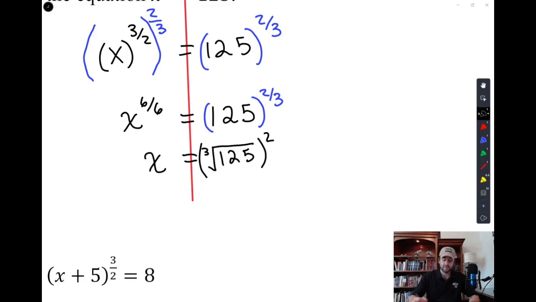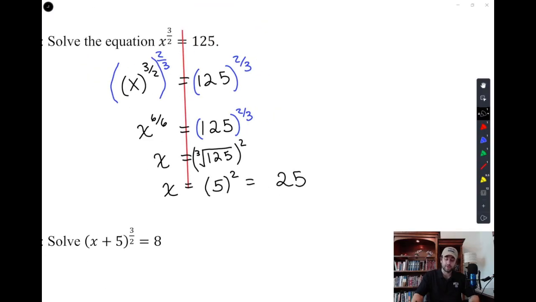And what times what times what equals 125? Well, that's just 5 times 5 times 5. So we got 5 squared, which is just 25. So now, since we're working with equations, we have a solution set, which is 25. If you raise 25 to the 3 halves, you get 125.